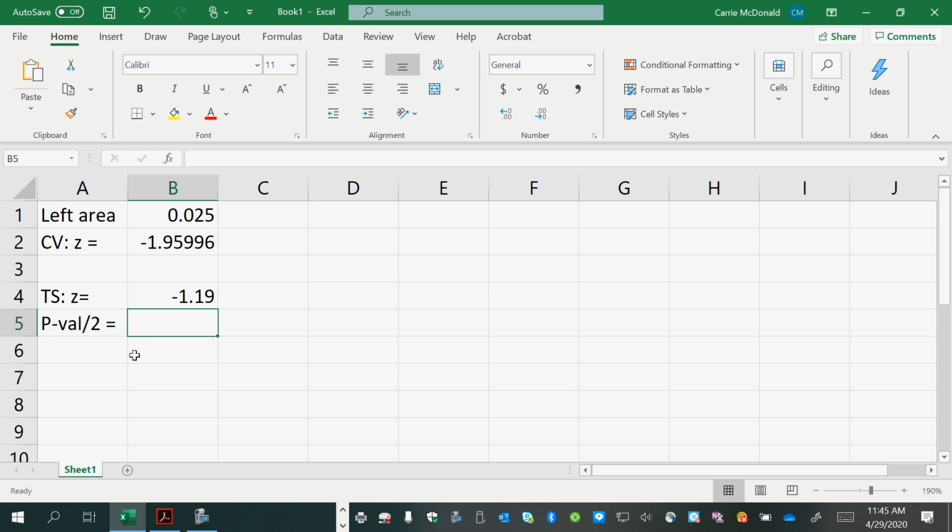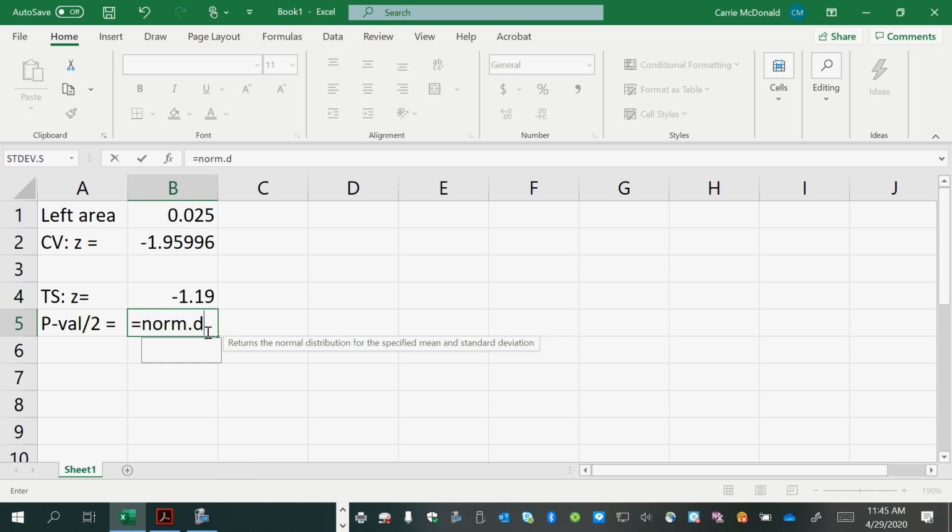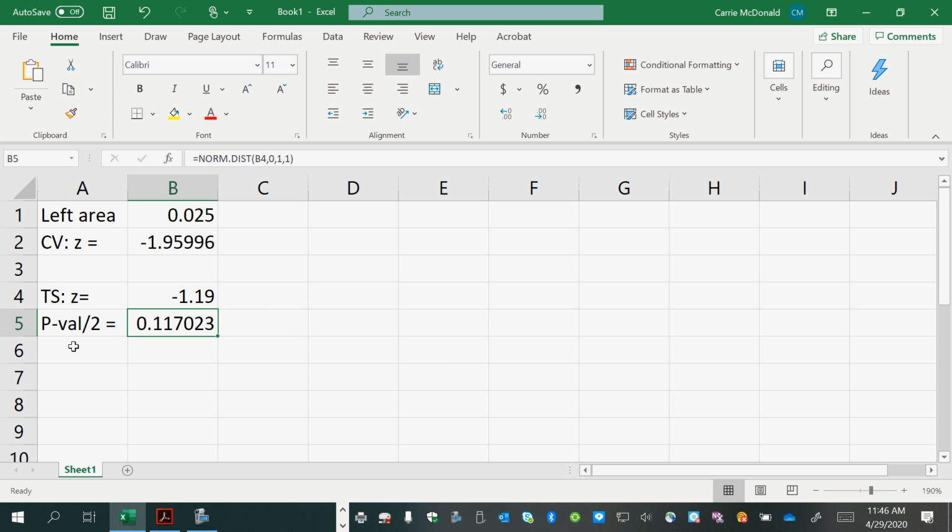If we were doing a single-tailed test, then our p-value would be just the one area. But whatever we find to the left of this test statistic is going to be half of our p-value since this is a two-tailed test. Then we will use the norm distribution since this time we're looking for an area using the z-score boundary. Remember that this is always going to give you the area to the left. And so my entire p-value is actually twice that amount.